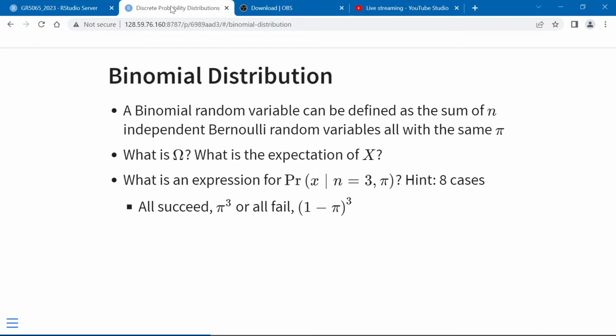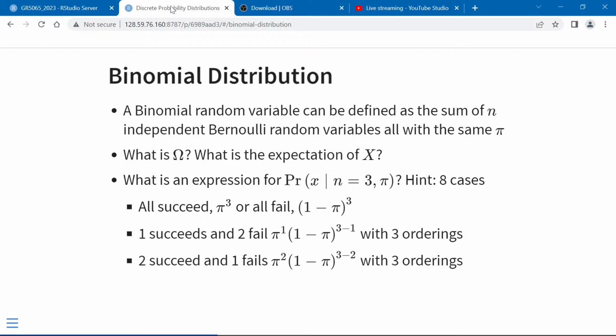Let's walk through the steps of that. So among the 8 cases, one case is all 3 Bernoulli random variables succeed. So the probability of that is pi cubed. Another case is that all 3 Bernoulli random variables fail, which is 1 minus pi cubed. So that gives us 2 cases. Then we could have 1 succeed and 2 fail. So pi raised to the power of 1, 1 minus pi raised to the power 2. But there's 3 different orderings that could involve 1 success and 2 failures. It could be success, failure, failure; failure, success, failure; or failure, failure, success. So there's 3 different orderings of that same probability there.